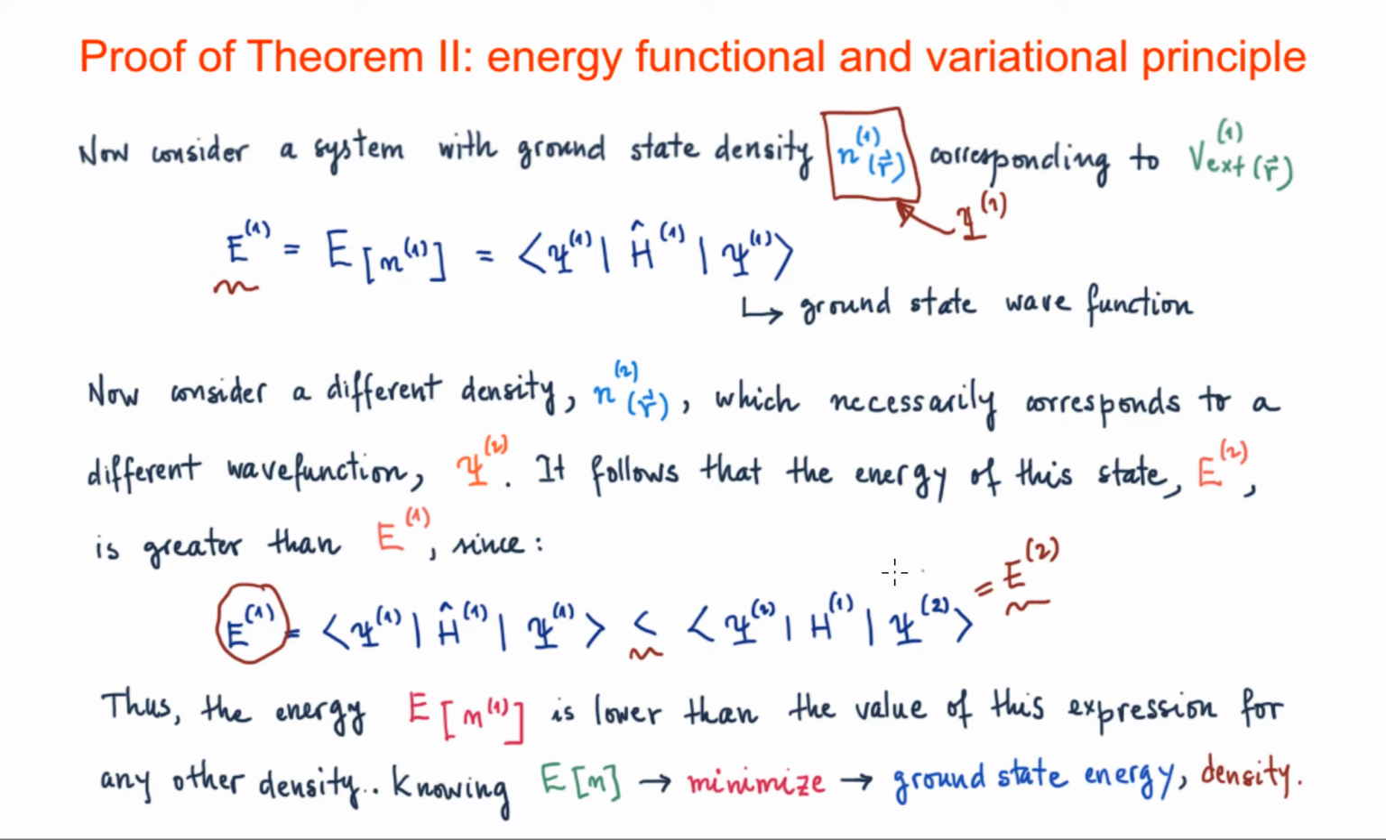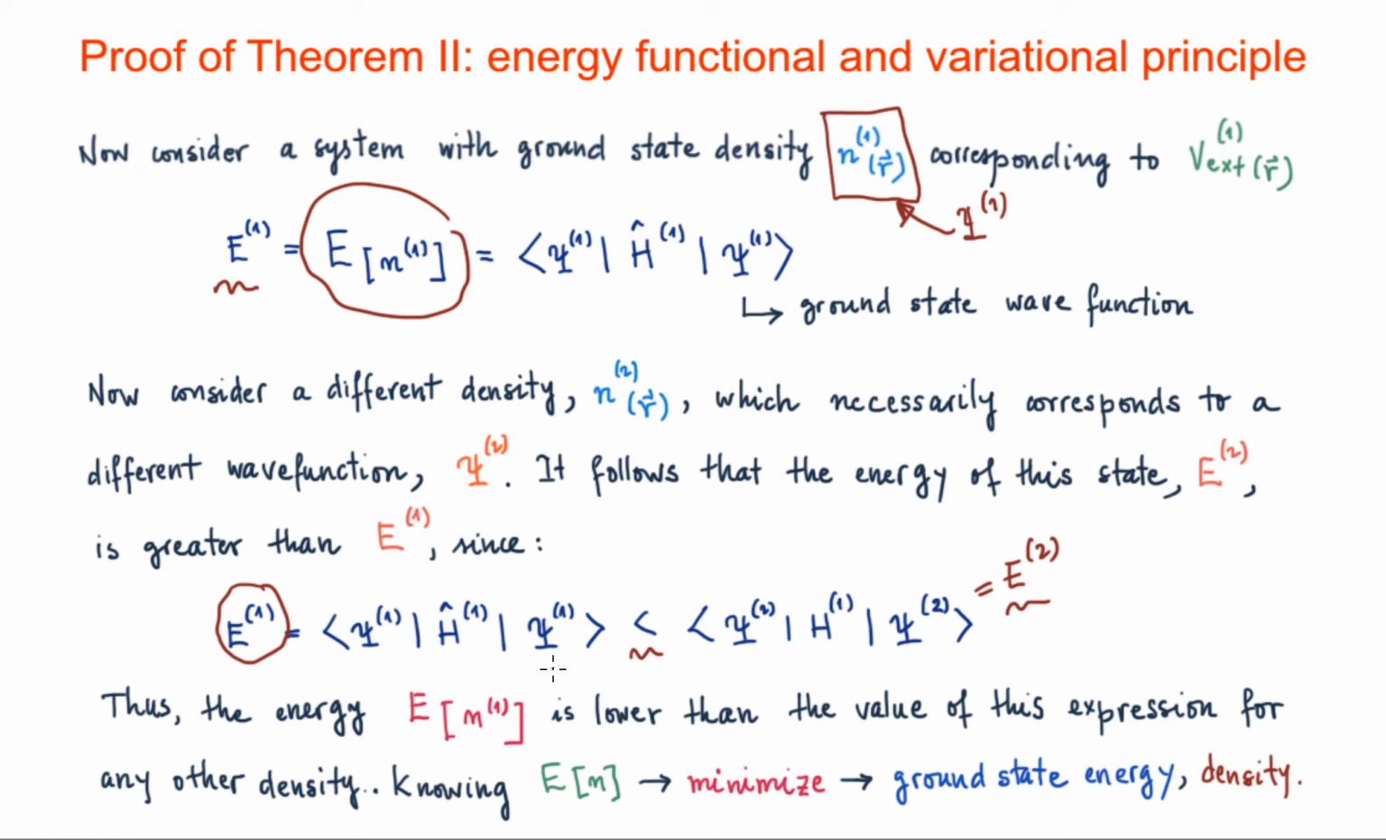So what does it mean? It means that the energy associated to the density N1, so if in the functional we substitute the density with the ground state density, this term, which basically is the ground state energy, is going to be lower than the value that we can have for this expression for any other density. So if in the functional we substitute the density with N2, for example, we will get E2, therefore this value should be lower than this one. It's something trivial.